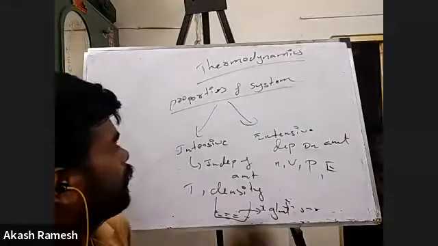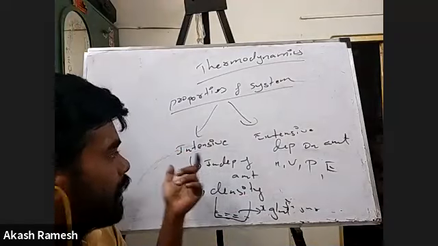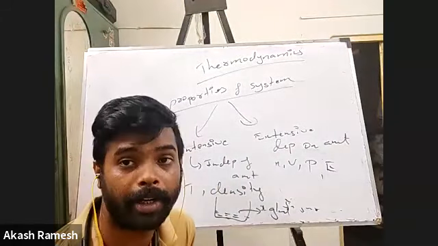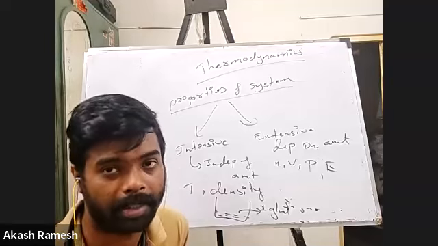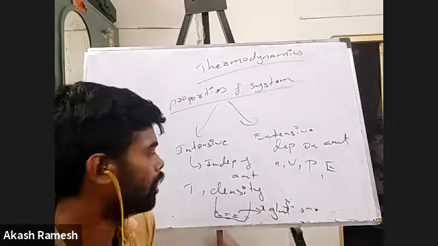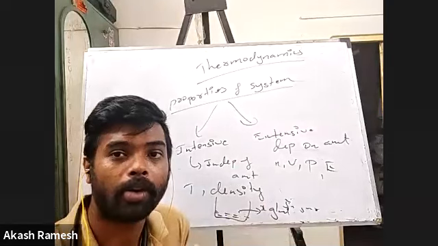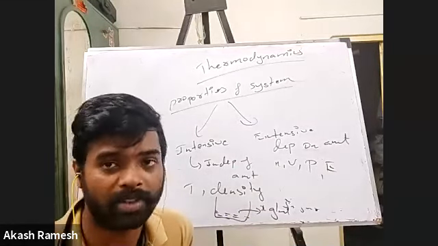So whenever a property is independent of the amount, it's called an intensive property, and whenever it is dependent on the amount, it's called an extensive property of the system, right? All these properties together are going to be used to describe a system.